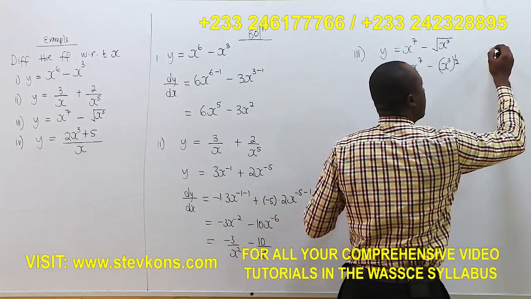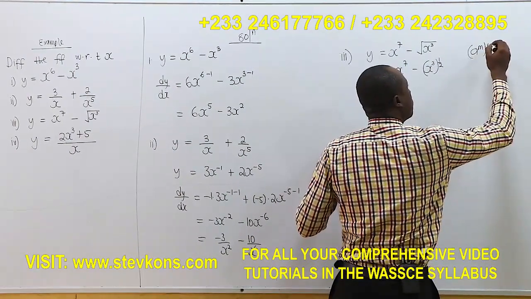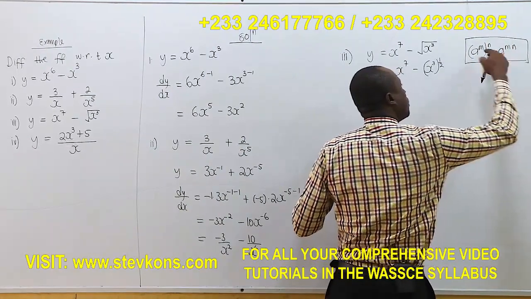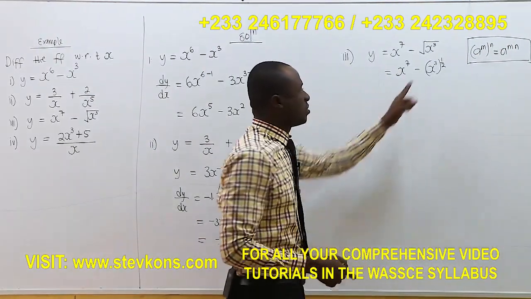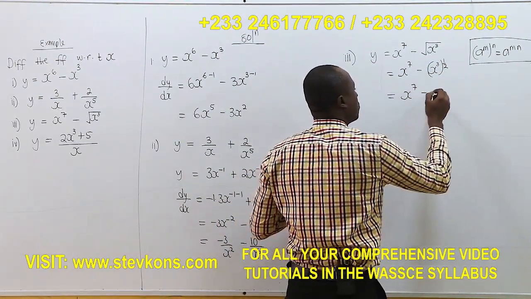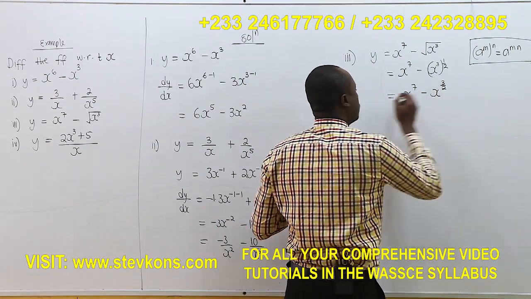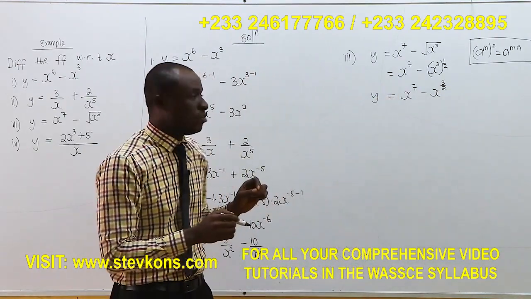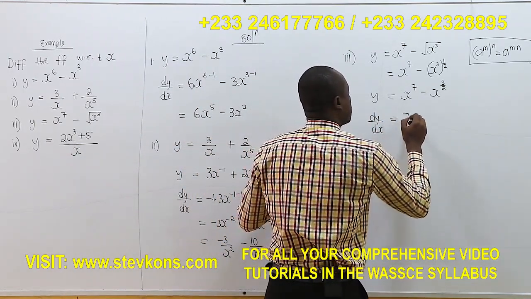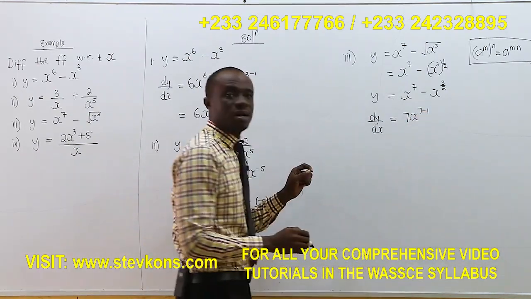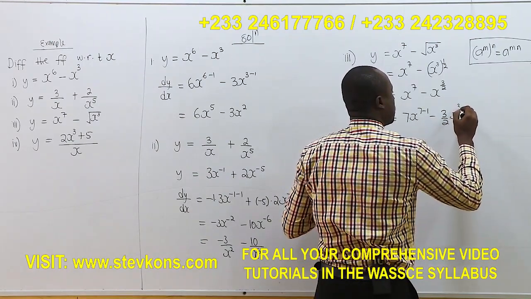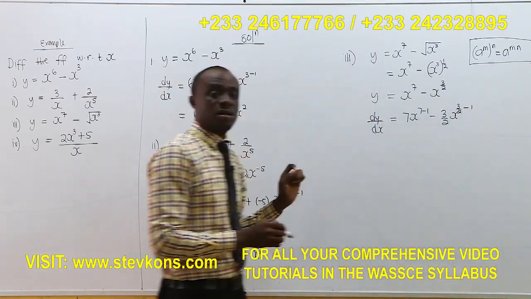And we know that if you have a to the power m, all to the power n, it is a^(mn). From indices, we know this. The m is multiplying the n. So 3 times 1 over 2, so this is the same as x to the power 7 minus x to the power 3 over 2. That is our y. And when you differentiate, dy/dx is equal to 7x^(7-1) here. The 3 has to come down, so minus 3 over 2 coming down, x^(3/2-1).